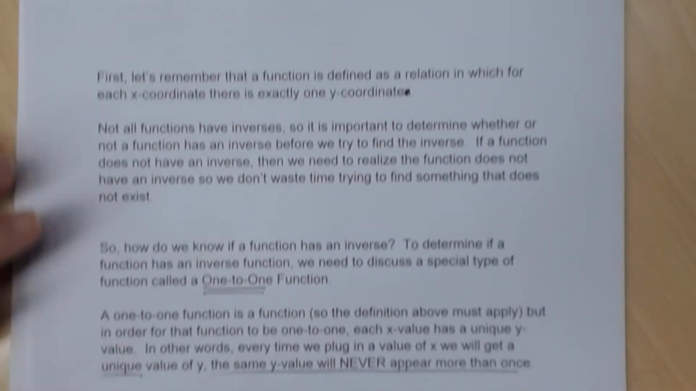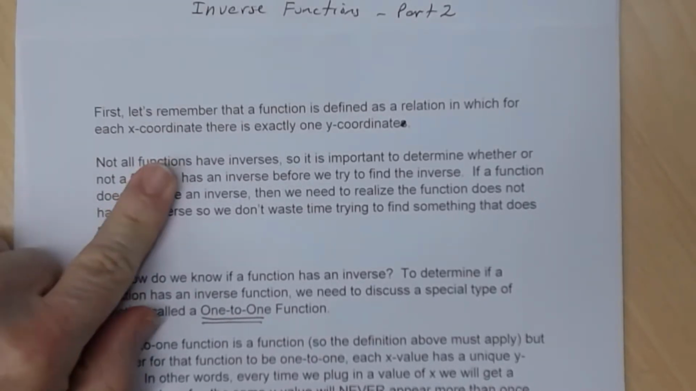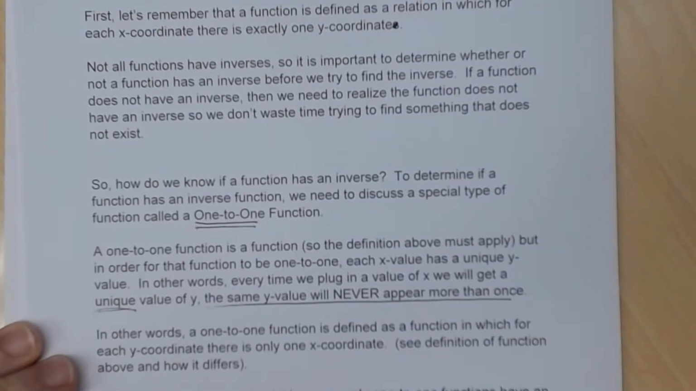All right, so remember a function: for each x coordinate, there's exactly one y coordinate. A one-to-one function: for each y coordinate, there's got to be only one x coordinate. And then if this is a one-to-one function, then we can find the inverse.